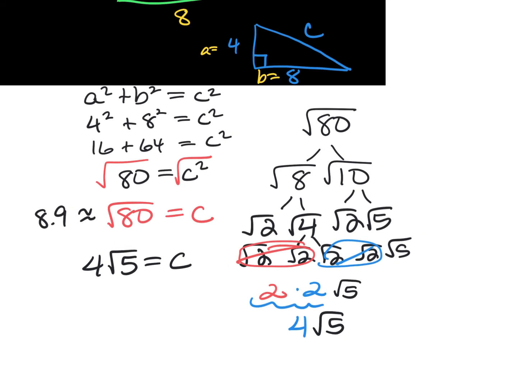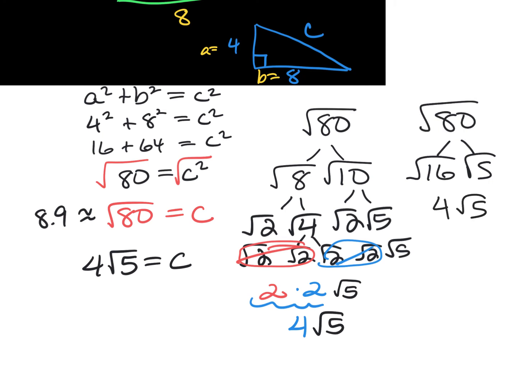Now again, it doesn't matter when you're breaking down this 80, whether you did 16 times 5, which then would go right to the answer, or if you started with 8 times 10 or 2 times 40. It doesn't matter. Just keep breaking it down so that it has no more perfect squares left.